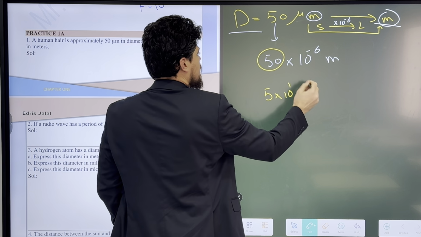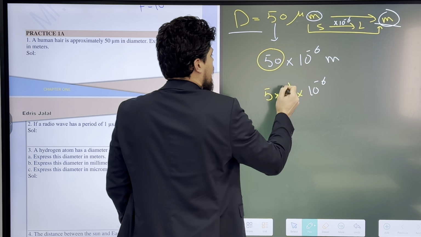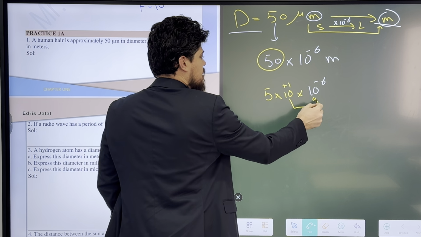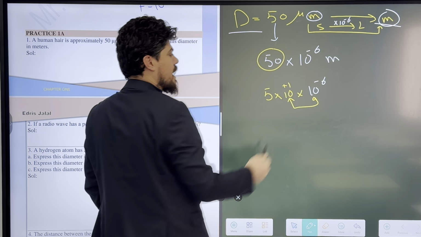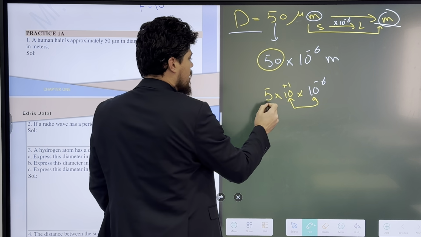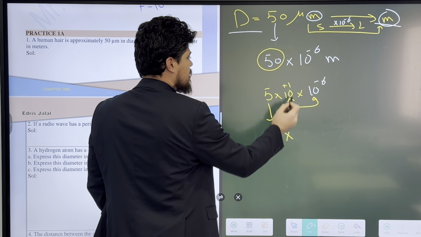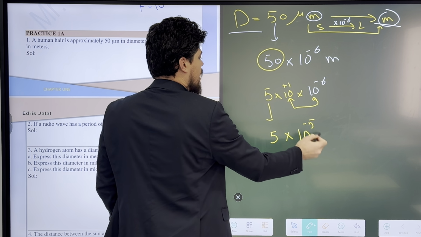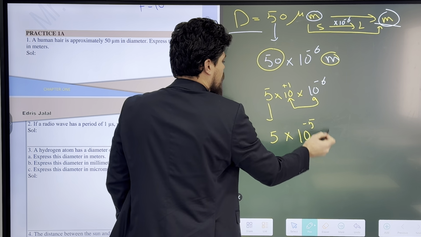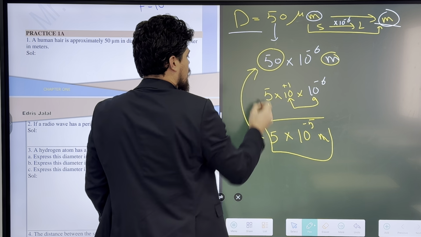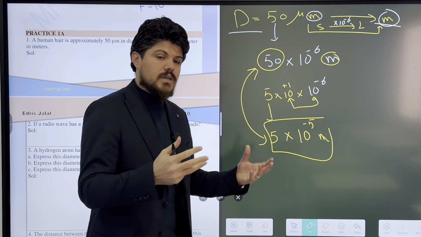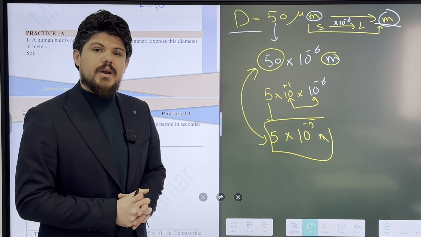And what do we have in this case? 10 power negative 6. Negative 6 with positive 1, if they have the same base, we can add up the two powers, okay? Bring down this 5 times, positive 1 plus negative 6 is equal to negative 5 meter, okay? Both are correct, but we simplified 50 times 10 power negative 6 to 5 times 10 power negative 5.